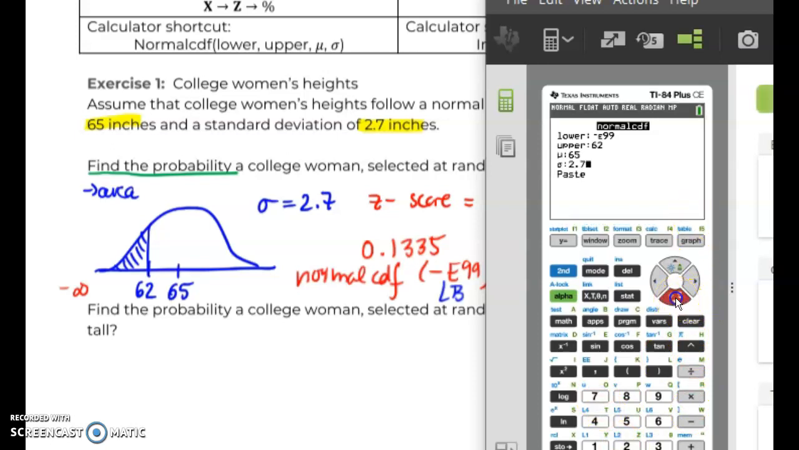So your calculator does all the work for you. You're going to hit enter and you get a probability of 0.1333. The reason for the difference is that we've rounded our z-score to 2 decimals, so it's okay to have a tiny difference over here.